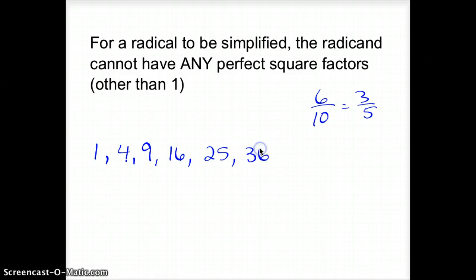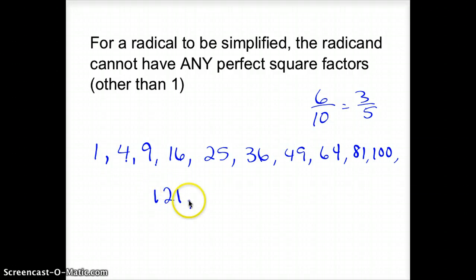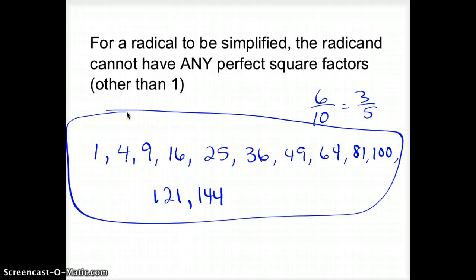So I do 36, 49, 64, 81, 100. If you know by heart up to 144 or so, that will probably be a good enough start for now. But you need to recognize if any of these numbers go into the radicand. So I'm going to start out with some simple examples and then we'll get a little bit harder. So starting out, if I ask you to simplify square root of 50, here's the process.